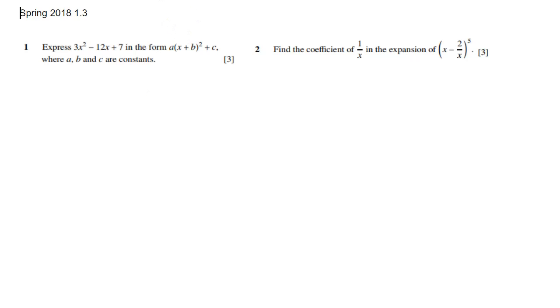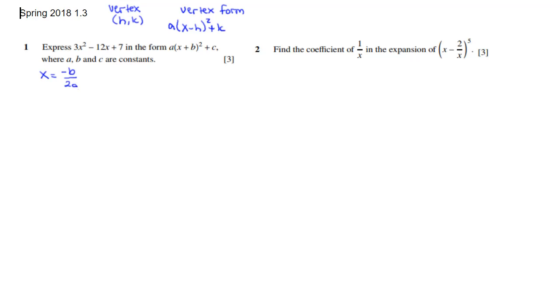Okay, so let's look at number one. They've given us a quadratic, and they want us to put it in this form, a times x plus b squared plus c. That's just vertex form. And remember, vertex form, the way we're doing it is x minus h squared plus k, where vertex is (h, k). And we're doing it this way because we can find the vertex very easily.